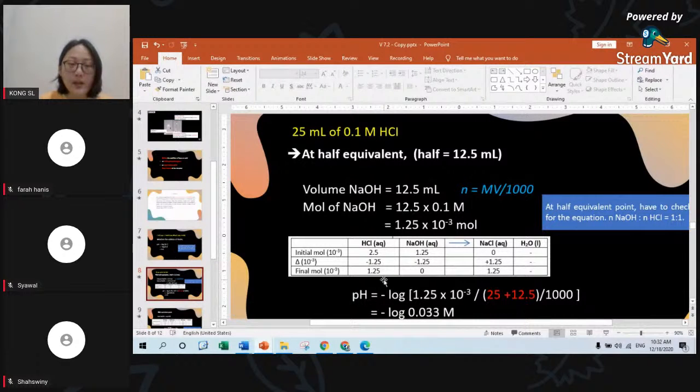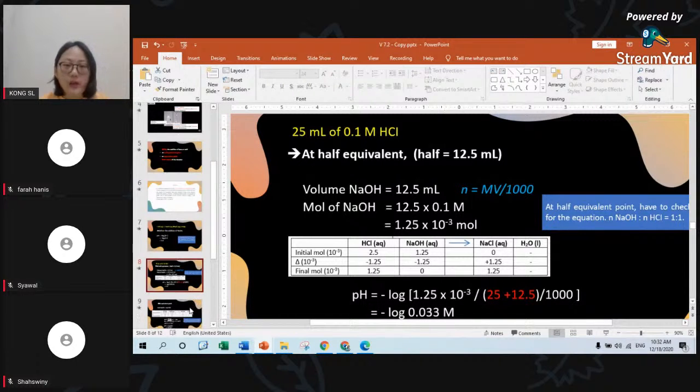HCl completely dissociates into H plus and Cl negative ion. That's why now the mole that remains for this solution is 1.25 times 10 to the power of negative 3 of H plus. Volume change, 25 plus 12.5, change to liter. So this is the concentration for the pH at half equivalent point.